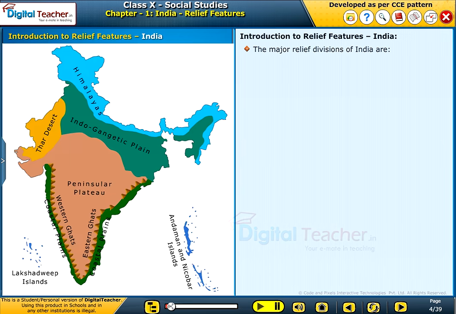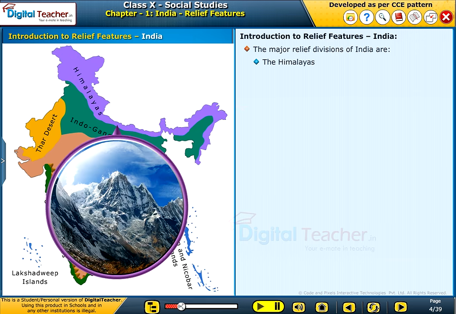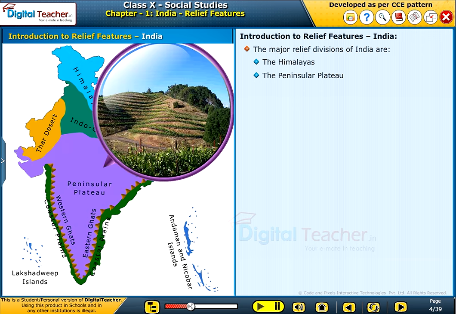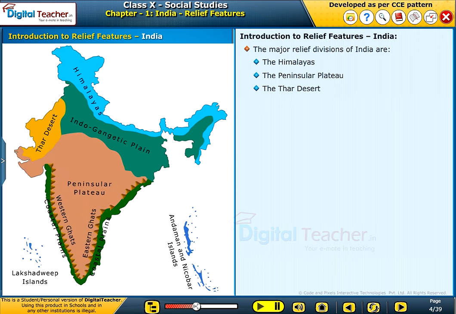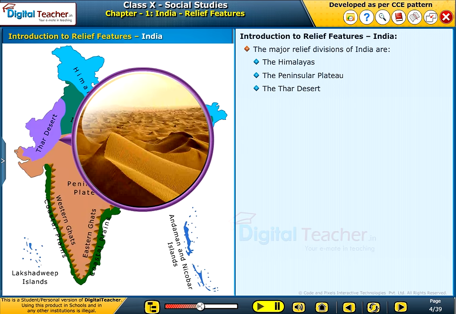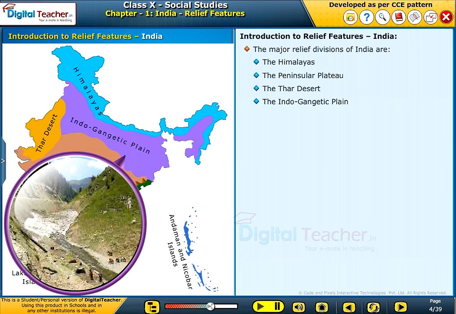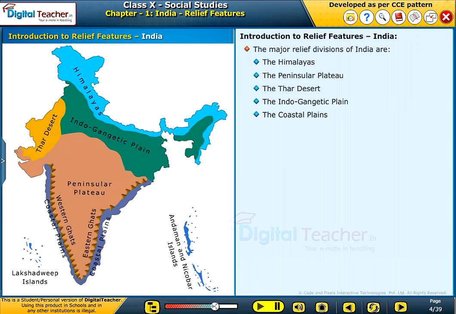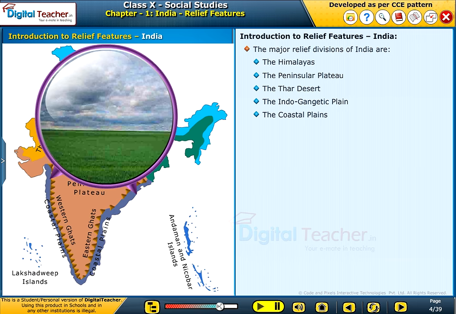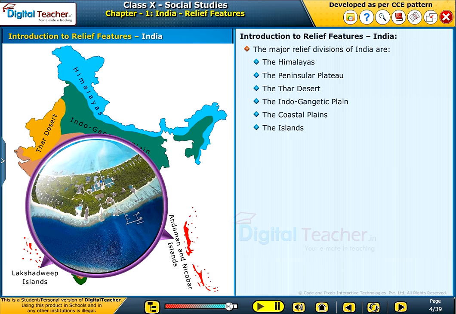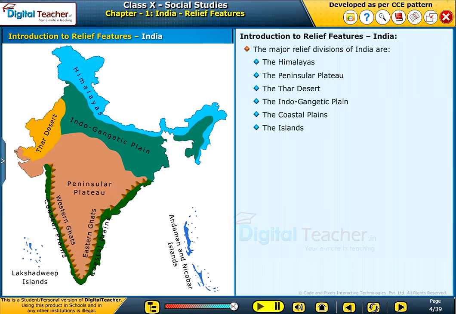The major relief divisions of India are the Himalayas, the Peninsular Plateau, the Thar Desert, the Indo-Gangetic Plain, the coastal plains, the islands. Now, let us study about the location of India on the globe.